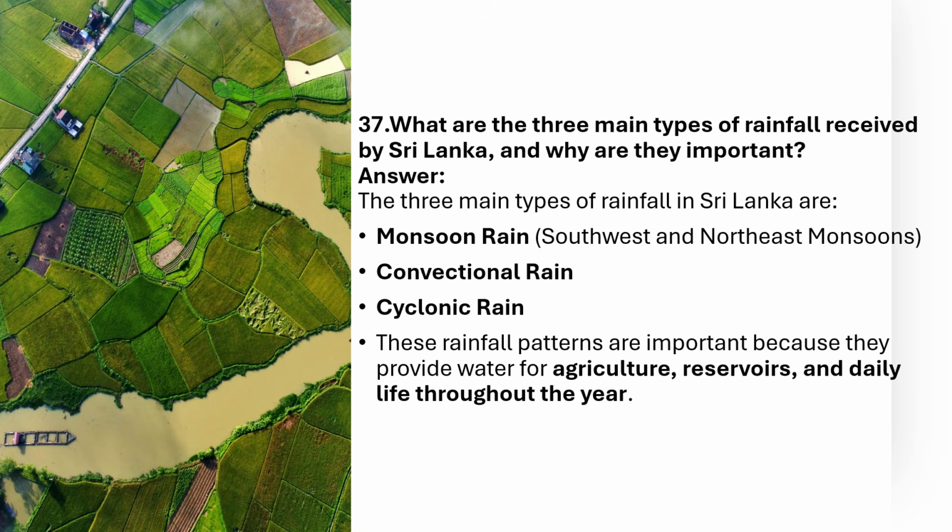What are the three main types of rainfall received by Sri Lanka and why are they important? Answer. The three main types of rainfall in Sri Lanka are monsoon rain, southwest and northeast monsoons, convectional rain, and cyclonic rain, and these rainfall patterns are important because they provide water for agriculture, reservoirs, and daily life throughout the year.